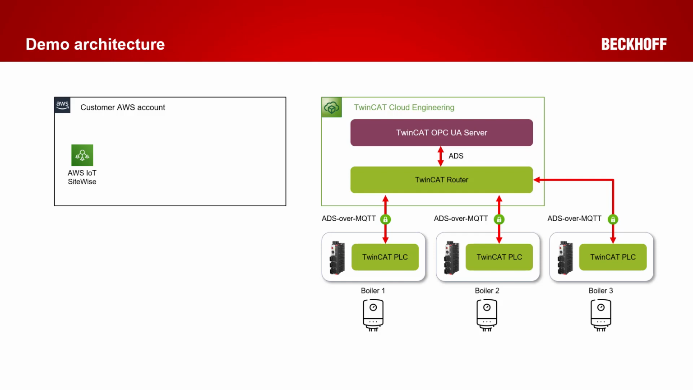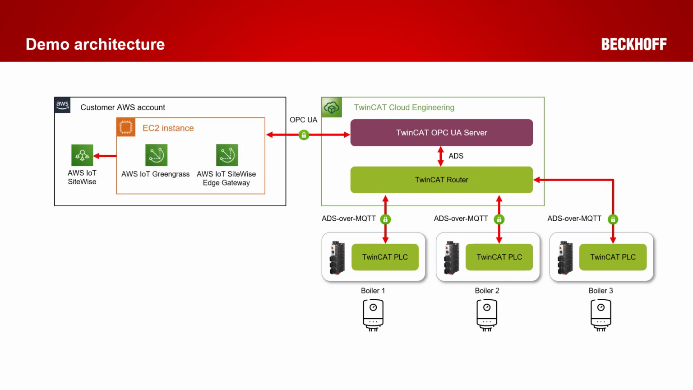And we have learned on one of the previous slides that we need the AWS IoT SiteWise Edge Gateway to collect data points via OPC UA and stream their data values to SiteWise. In my environment here, I have used an Amazon EC2 instance, so basically a virtual machine, and that Amazon EC2 instance hosts the IoT Greengrass and also the IoT SiteWise Edge Gateway.